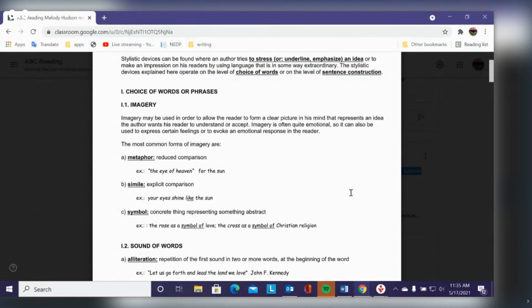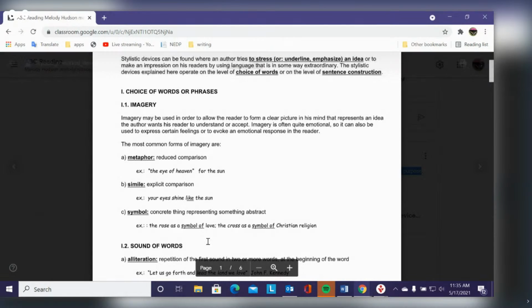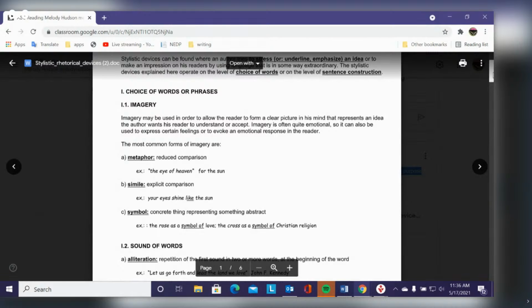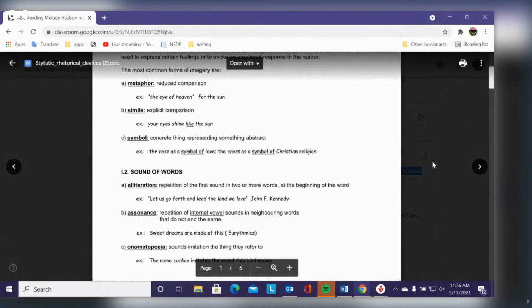And then a symbol is a concrete thing to represent an abstract term, or a term that we really can't define. It's not something you can see or smell or taste, right? The rose is a symbol of love. The cross is a symbol of Christianity. Okay, so metaphors, similes, symbols, those are important. Now here are some others.